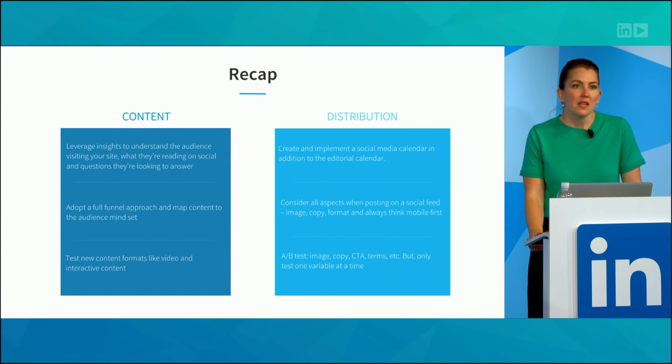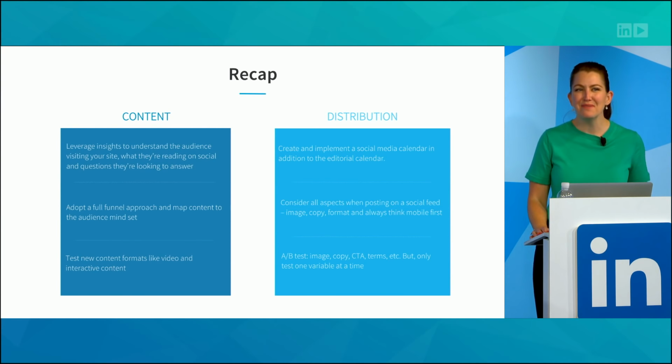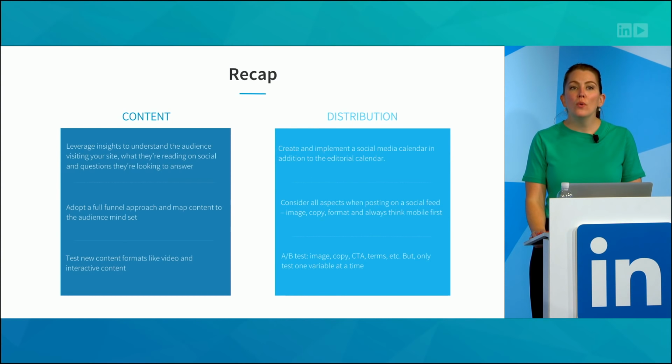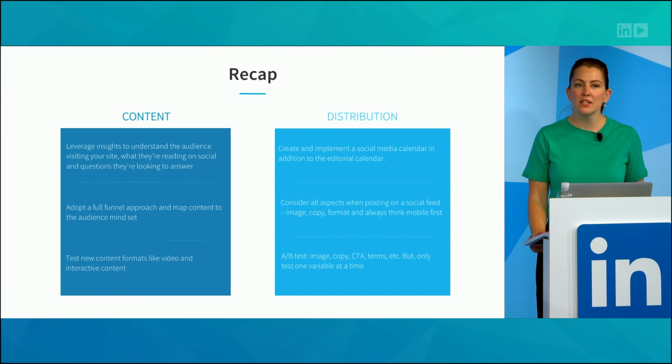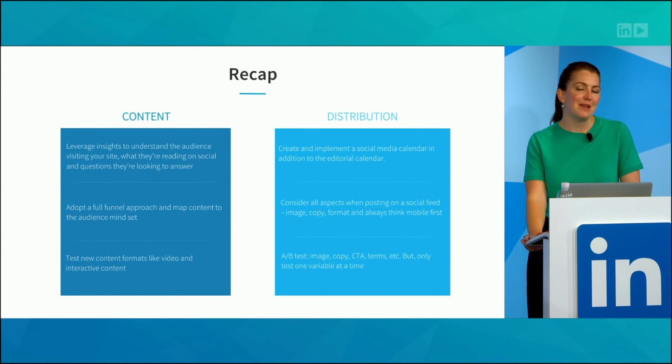And then with distribution, we want to make sure that we're creating and implementing a social media calendar in addition to the editorial calendar that you should hopefully have. And then consider all aspects when posting to a social feed: image, copy, format. Always think about mobile first, making sure that you're creating that post and that imagery that resonates with the audience based on the social channel that they're on. And then finally, A/B testing. You can test everything from image to copy to calls to action to colors of the call to action button. Pretty much everything you can A/B test. So make sure that you do that to see what resonates best with your audience.